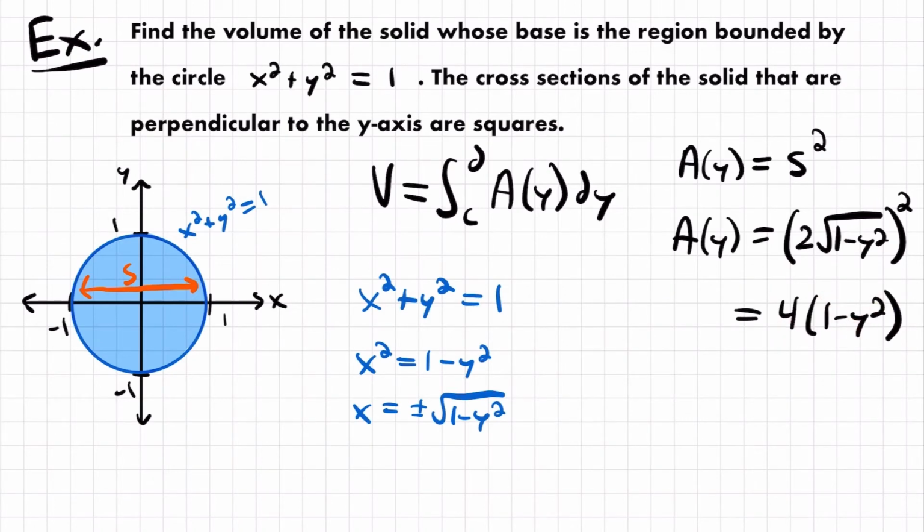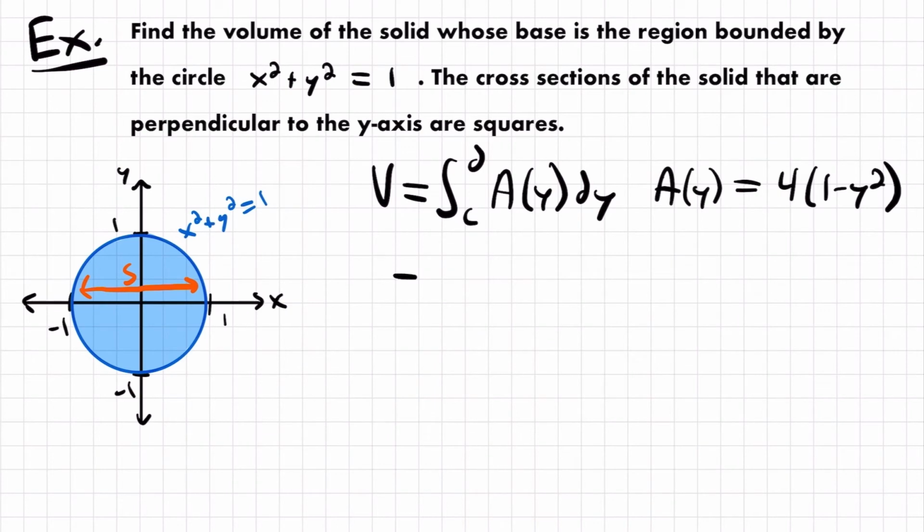Okay, and so now that we know what the cross-sectional area is equal to, we can use that to set up our definite integral to calculate the volume of our solid in this problem. And so let's clean up our work again. We will have that the volume is equal to the definite integral from c to d, which are two values of y. So what values of y does our region lie between? Well, it lies between y equals -1 and y equals +1. And so our bounds will be from -1 to +1.